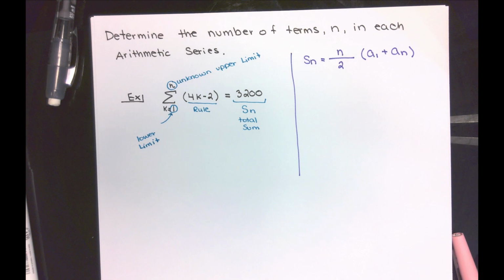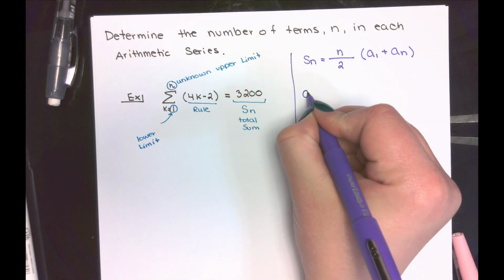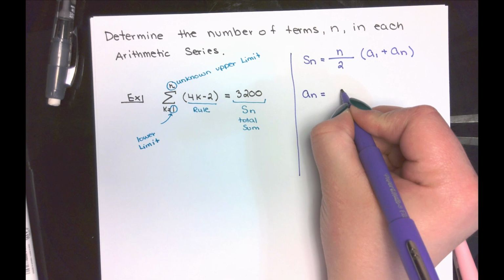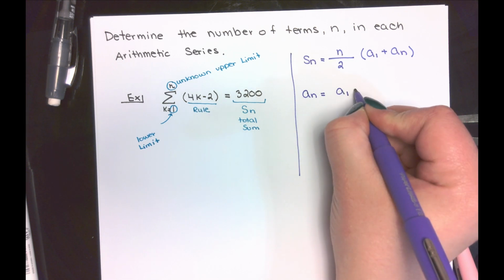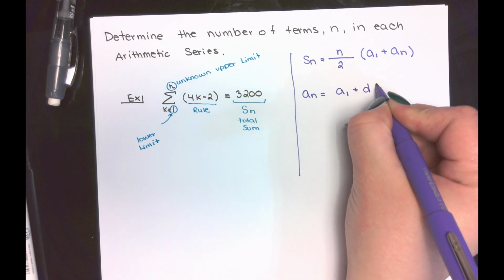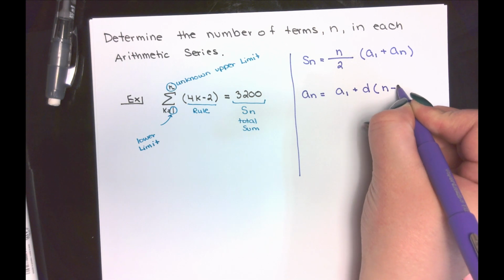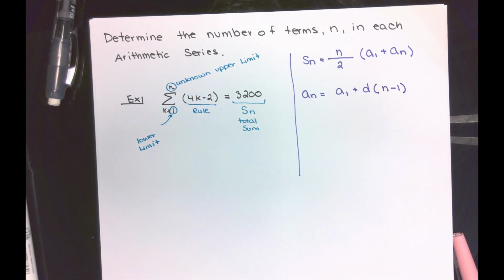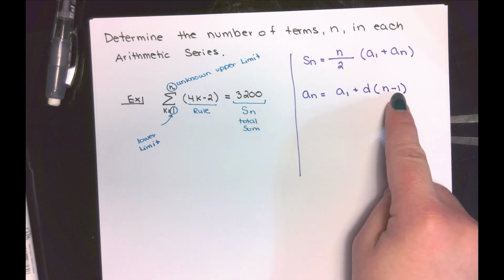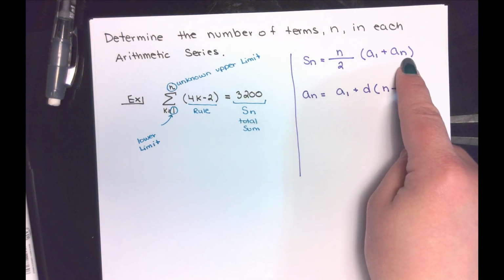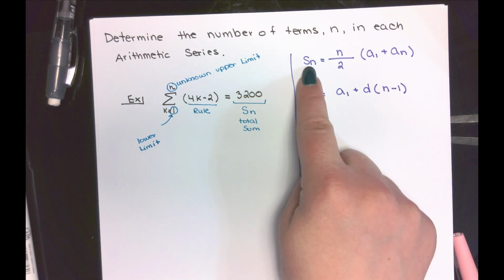But do I have the term in the upper limit position? No. So because I don't have the term in the upper limit position, we're going to have to go back into sequences, not series, sequences, that's the first lesson we learned, and use a sequence formula to find what a sub n is. You ready? A sub n is equal to a sub 1 plus d times n minus 1. I know it's been a while. I had to think about it as well. This is your sequence formula. This is your series formula.